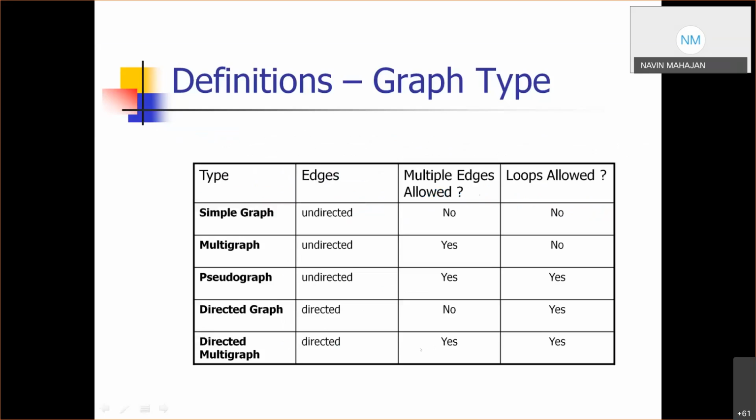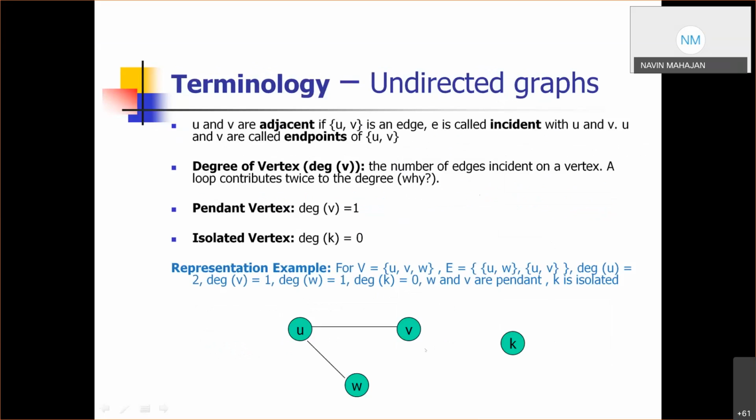Now, what else have we seen? What does adjacent mean? U and V are adjacent. We call both vertices adjacent if there is an edge (U, V). An edge E is called incident with U and V, and U and V are called endpoints. So if a particular edge is incident, meaning it connects two vertices, then both vertices are called adjacent to each other if it is an undirected graph. And if it is a directed graph, then we say incident to and incident from.